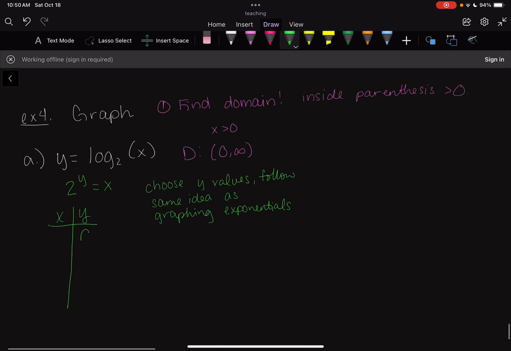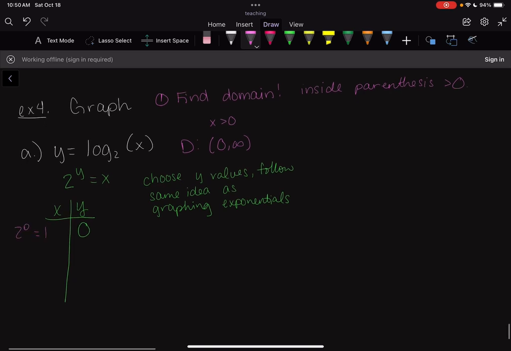It would just be 0. And then I'm plugging in to get my x. So I'd get 2 to the 0 equals 1. So my first point here is the point (1, 0). Then I usually plug one below that and one above that. So below 0 would be -1, above would be 1.